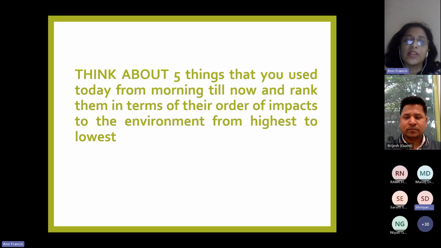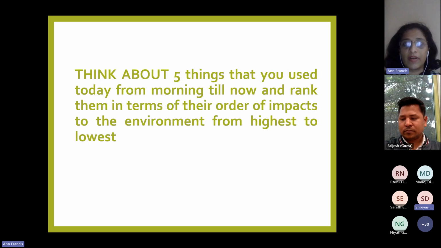LCA goes beyond just greenhouse gas emissions. That is the first thing I would want to put forward. It is not just about the impact on climate change. It is the impact it can have on any ecosystem for that matter, be it the terrestrial ecosystem or the aquatic ecosystem. So environmental impacts can come in several different forms.